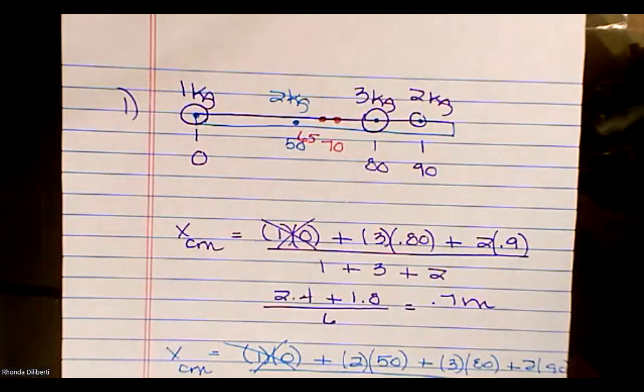So that's what we're trying to do, is to figure out, when we have a collection of real life objects, where do we put the dot to do our free body diagrams? All right, let's look at the next example. Number 2.